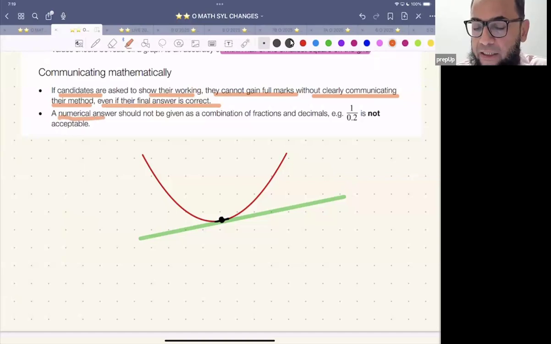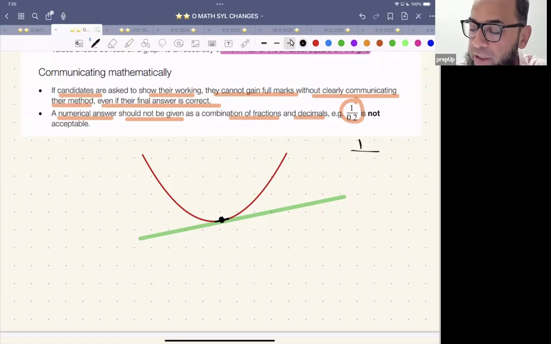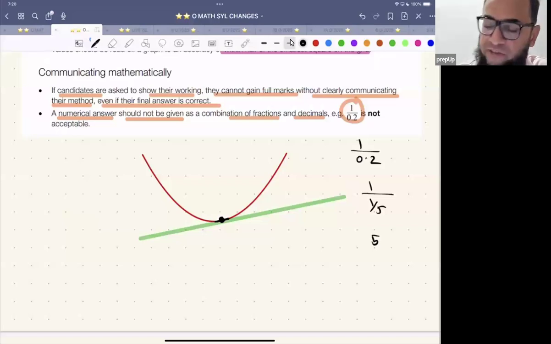A numerical answer should not be given as a combination of fractions and decimals. 1 over 0.2 is not acceptable. That means 1 over 0.2 is 1 over 1/5, which comes out to be 5. The reciprocal of 1/5 is 5. So it should either be written in decimals or fraction, but not a combination of both.